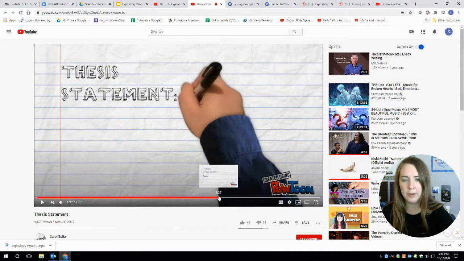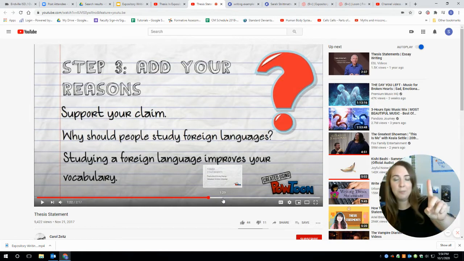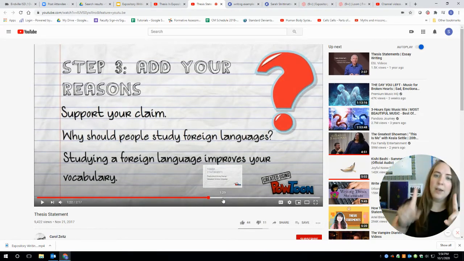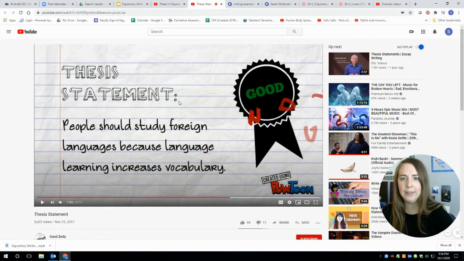Oh, they came up with their reason. Okay, so the reason they said was studying a foreign language improves your vocabulary. So we need to say it's important to study foreign languages because it can improve your vocabulary. So that is going to be right there, our thesis statement. Here's our claim. People should study foreign languages because, and here's our reason, language learning increases vocabulary.